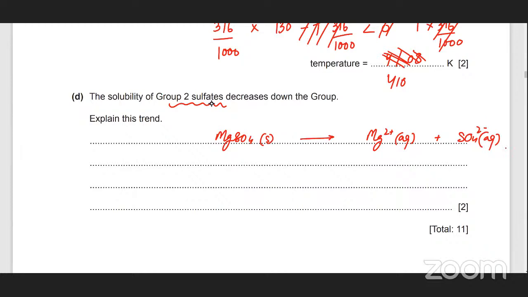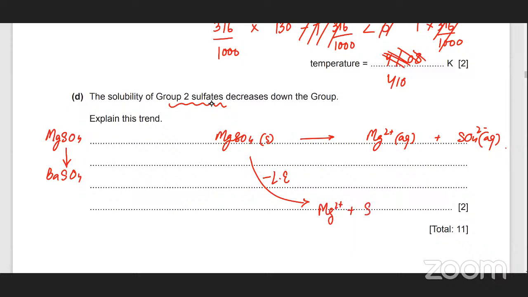Sir, down the group, they decrease because the lattice energy decreases more than hydration energy. So the first thing is that down the group they decrease, ठीक है? Like barium sulfate is insoluble. MgSO4 is soluble. So down the group they decrease, that's 1 mark, and the reason is पहले तो बताना कि cationic radius increases. You have to break the lattice. You split the ions away from each other.